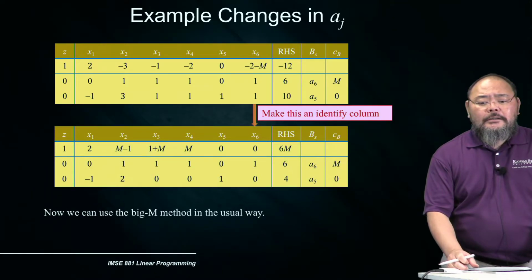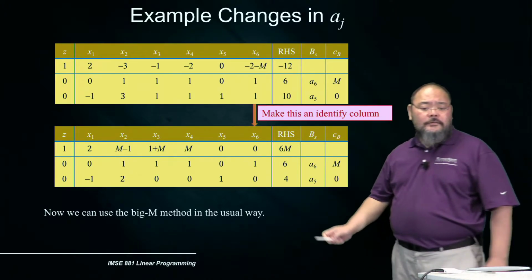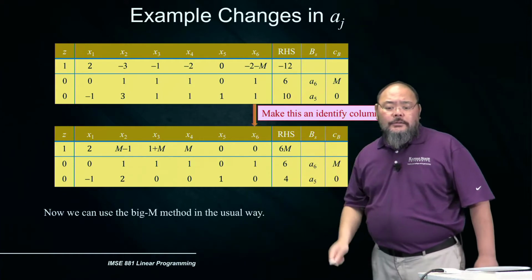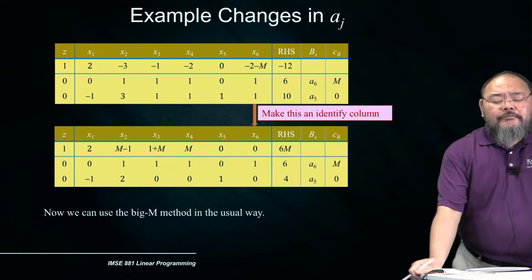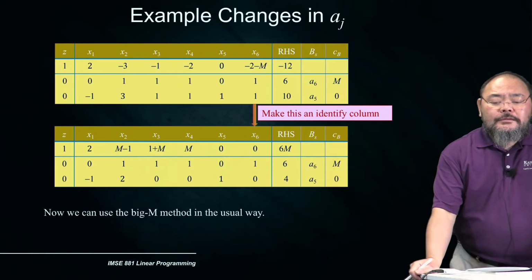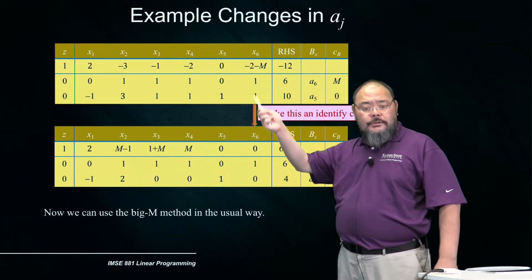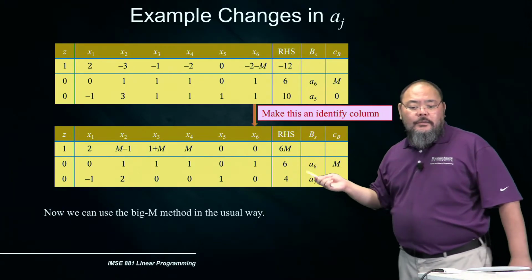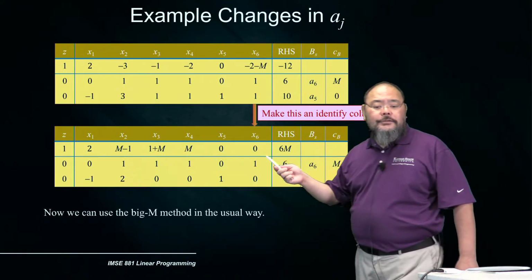So make an identity. Therefore, I have to get rid of x6. x6 is going to leave the variable column. Okay, x6 is going to leave the basis. So after adding x6 into this column, we're going to make it identity so x6 can stay within the basis. So this is a situation that happens.